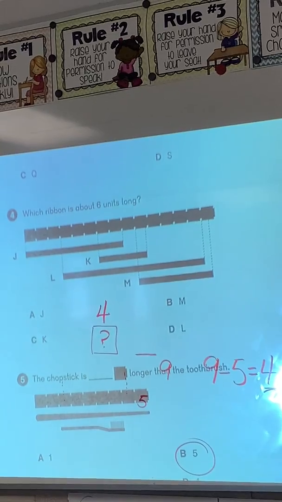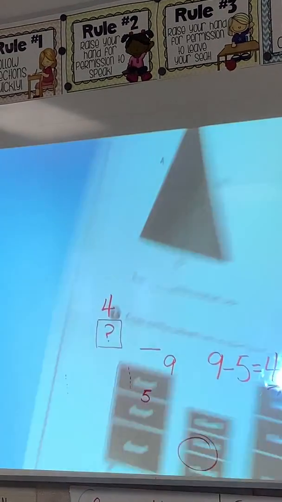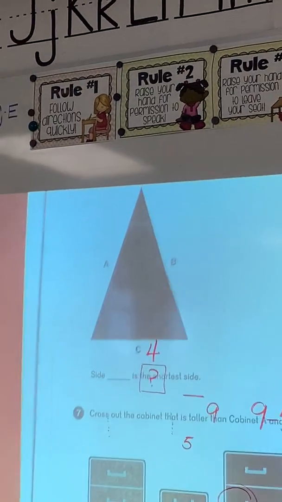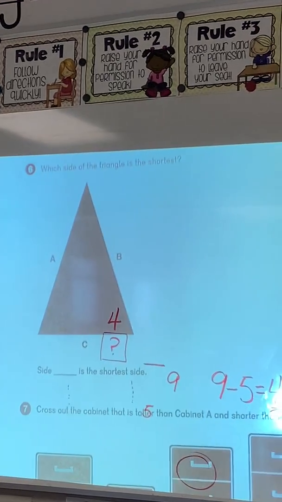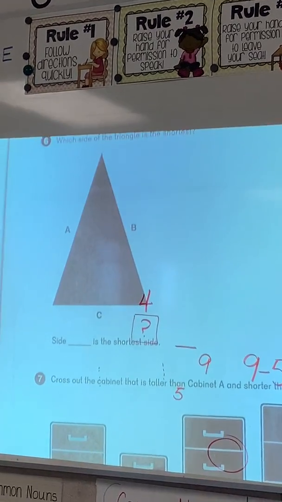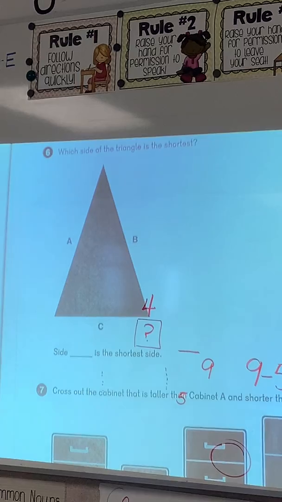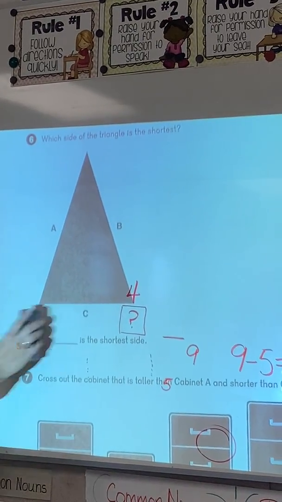Number 5. Let's get to the very top so we can see it. Maybe we can get, yeah. And let me erase these real quick. Okay.